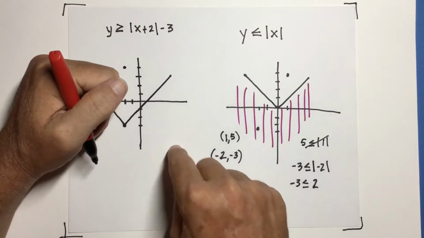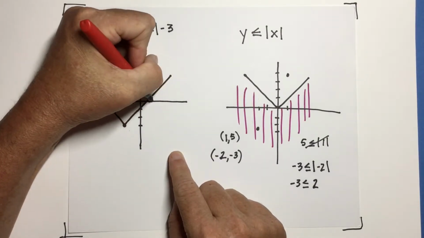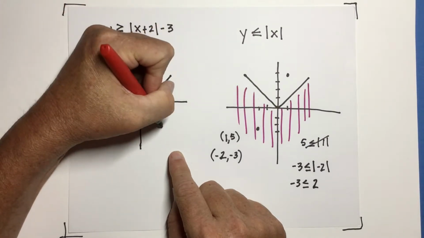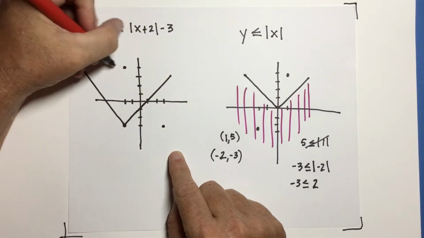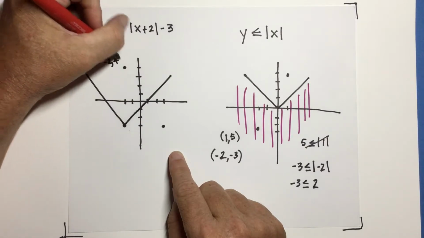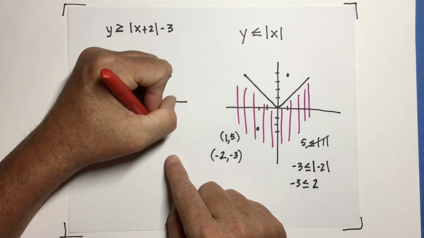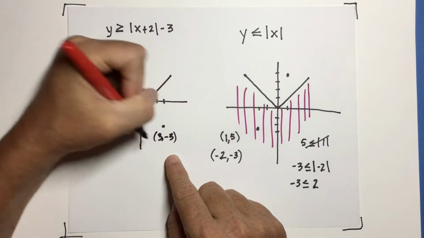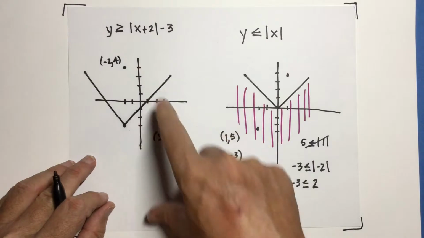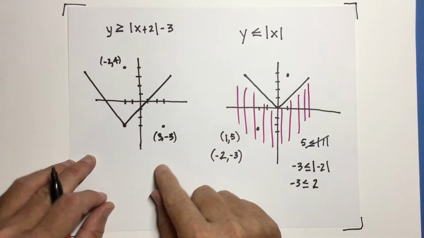And let's pick a point we know is down here. How about -2, 4, and 3, -3? So we have 2 points, -2, 4, and 3, -3. Okay? And let's plug them back into our original equation and see which one of these points makes that equation true.